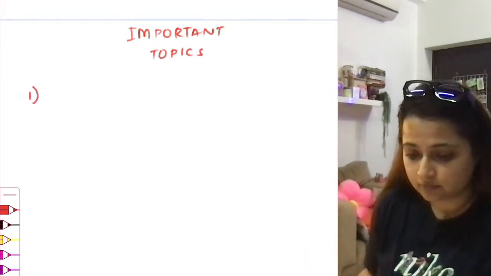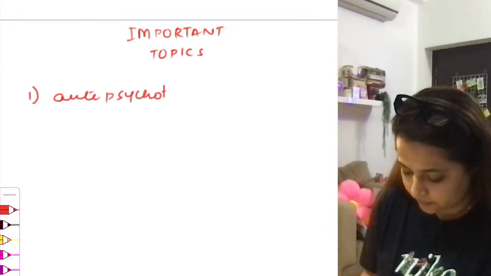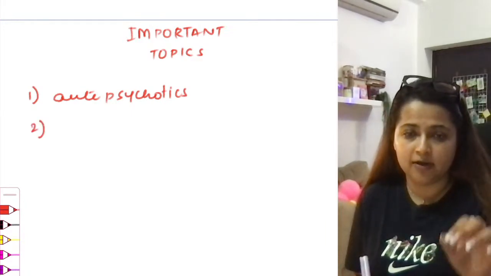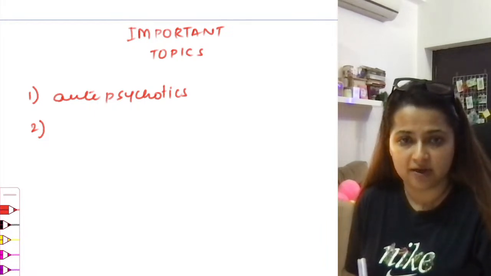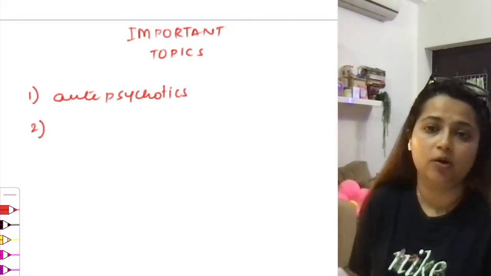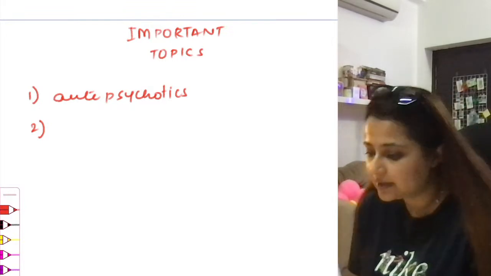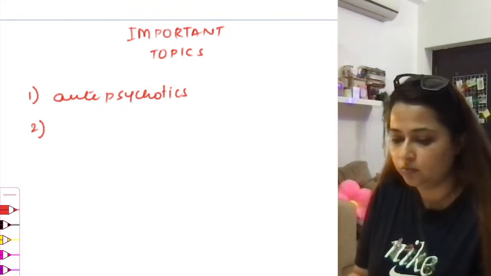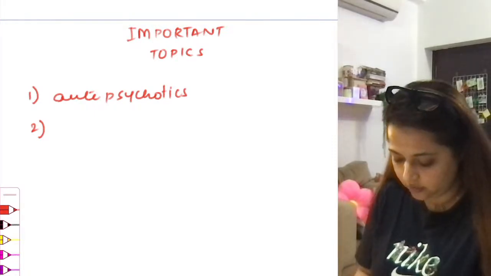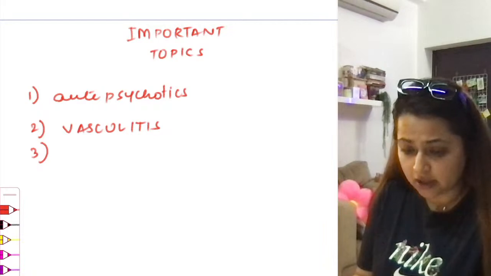Number 1, antipsychotics. So you should know A to Z about antipsychotics: first generation, second generation, side effects, which antipsychotics are associated with maximum metabolic side effects, which are associated with maximum EPS. Okay, all these points regarding antipsychotics. Then the second topic that is very important for you: all the vasculitis, the types of vasculitis. That is very high yield.